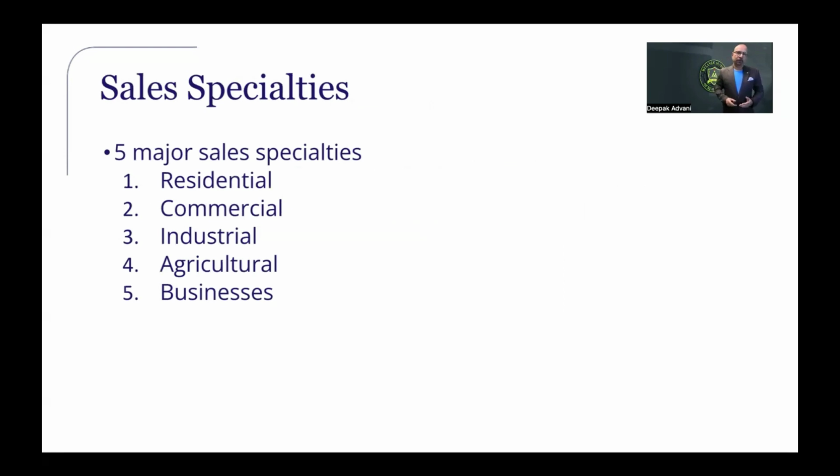So now we're going to talk about 5 major specialties of the real estate brokerage. The real estate brokerage has been divided into 5 major categories: residential, commercial, industrial, agricultural, and business brokerage. Remember, these are 5 major specialties.